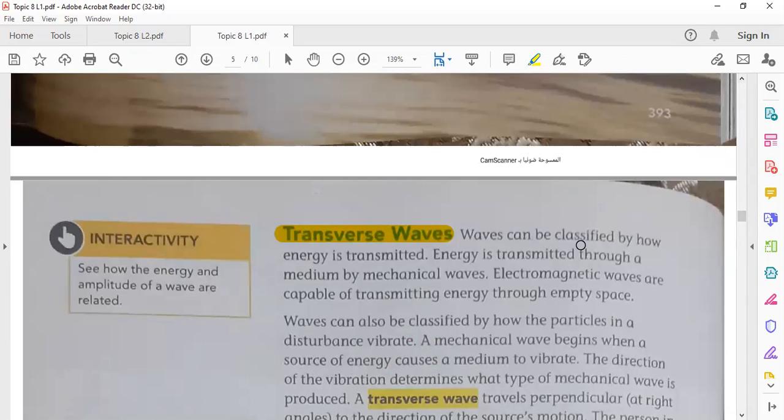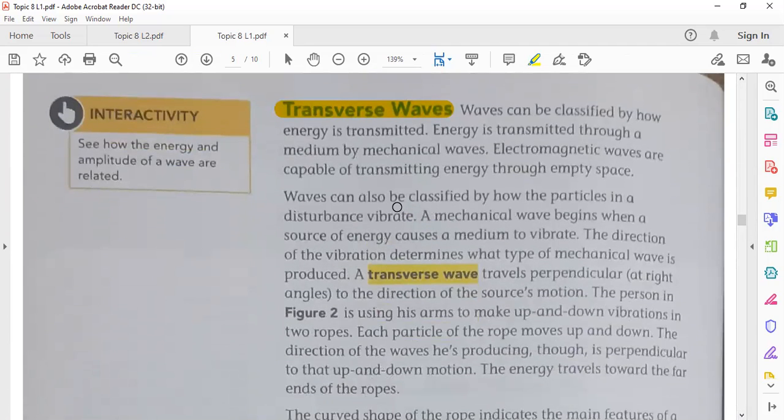Waves can be classified by how energy is transmitted. Energy is transmitted through a medium by mechanical waves. Electromagnetic waves are capable of transmitting energy through empty space. We already mentioned all of that. Waves can also be classified by how the particles in a disturbance vibrate. A mechanical wave begins when a source of energy causes a medium to vibrate. The direction of vibration determines what type of mechanical wave is produced.